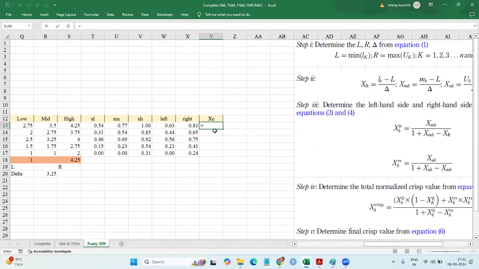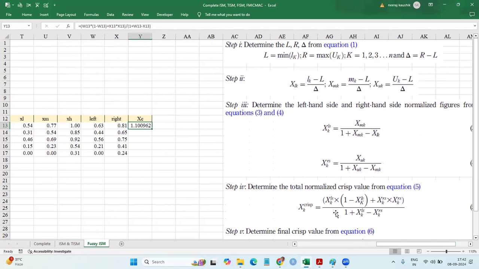The formula for the same is: left into 1 minus left, plus right into right. Put all of this into one bracket and then divide by 1 plus left minus right. This is the formula.